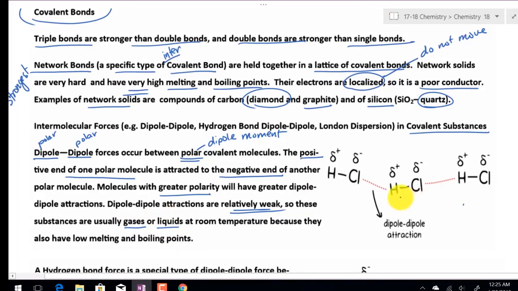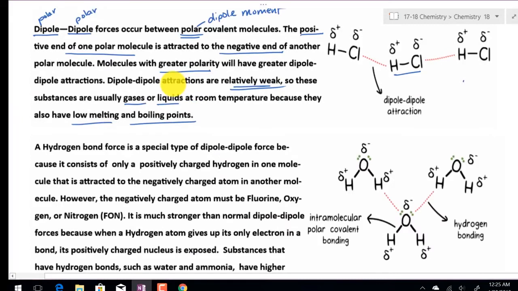And that's the reason why if we have hydrogen chloride or hydrochloric acid, it is usually liquid at room temperature. And that tells you they also have low melting point and low boiling point. It is so low that at room temperature it's either liquid or gas.